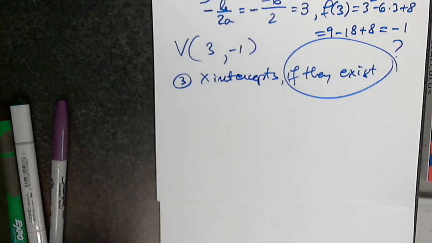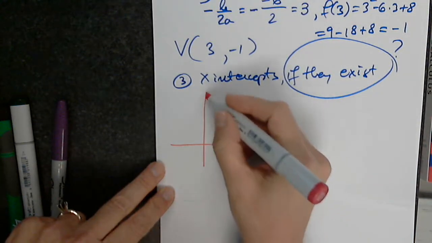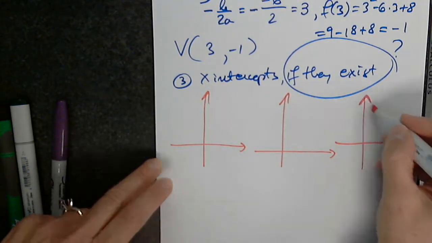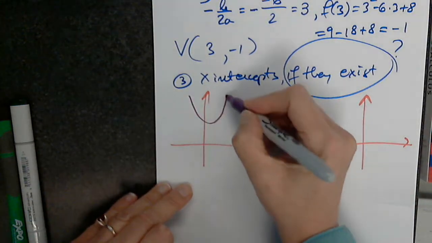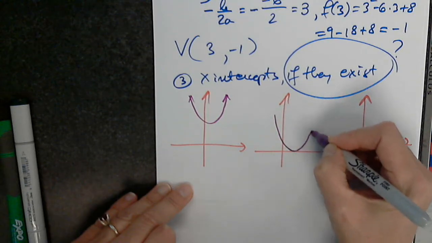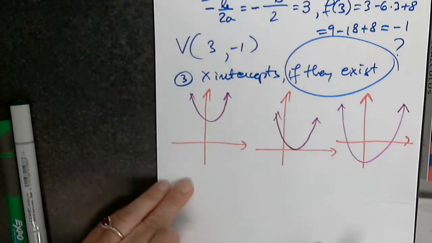Perfect. So here are the 3 possibilities, right? For a minimum, a quadratic function can do this, can do this as an example, or it can do this. Nothing else can happen here.